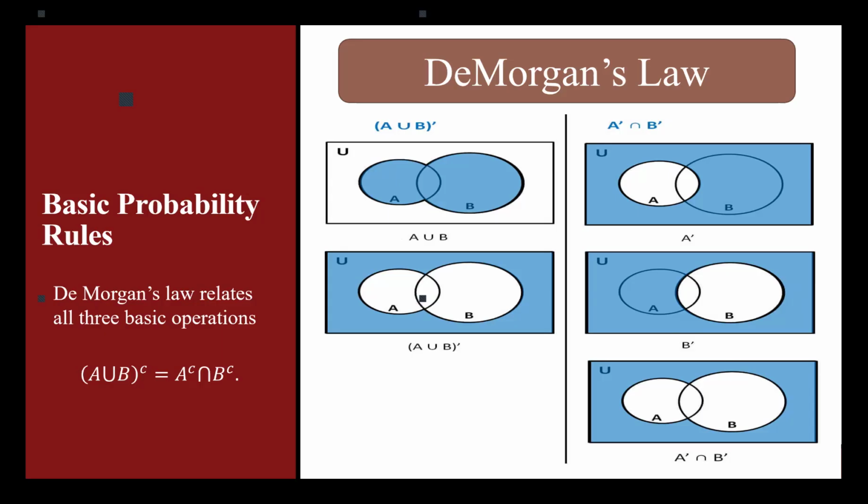So the left-hand side is the complement of the union of the two events. We have the union of the events, and then we take a complement. On the other side, we have A complement intersection with B complement. We find the A complement, we find the B complement in the second Venn diagram. The intersection is going to be the same. Good. So this is De Morgan's law.